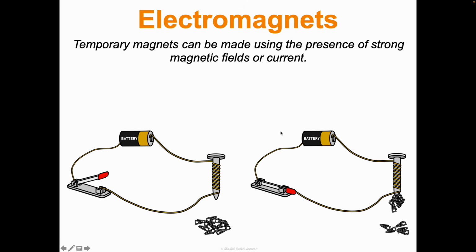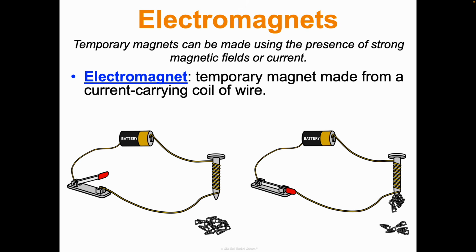All right, electromagnets are something we can make. An electromagnet is a temporary magnet made using the presence of strong magnetic fields or current. So it's a temporary magnet made from a current-carrying coil of wire. So like I said, we can make a temporary magnet using ferromagnetism if we put something in the presence of a really strong magnetic field, or we can specifically make an electromagnet using current, okay? Because current produces magnetic fields.